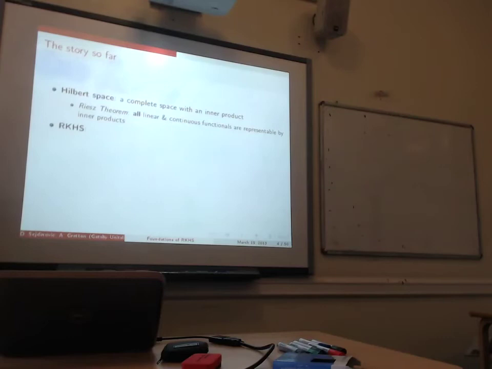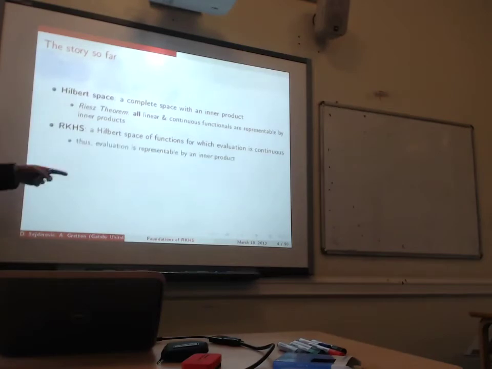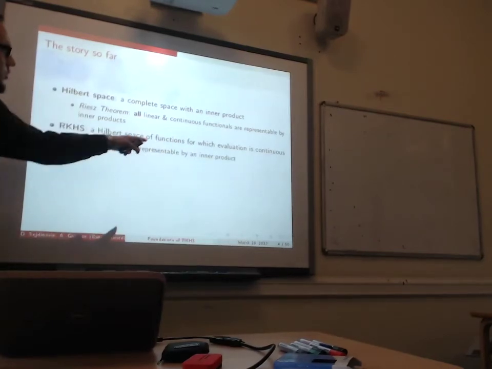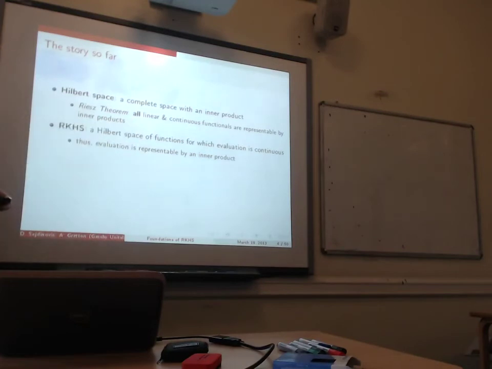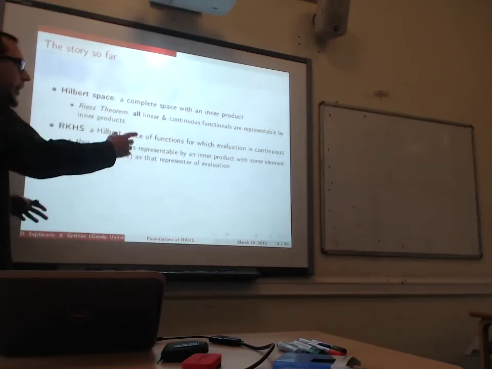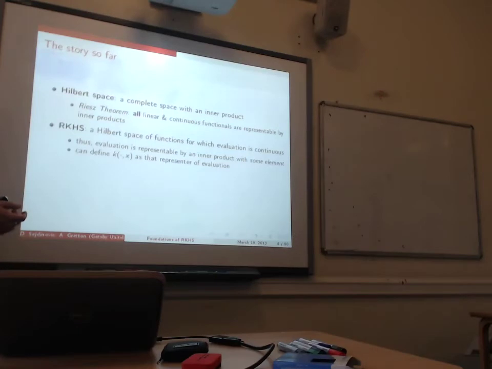And then we've added more structure into our spaces. We've introduced the notion of a reproducing kernel Hilbert space, which is a Hilbert space of functions for which the evaluation functional is continuous. Therefore, by Riesz theorem, that evaluation functional is representable by an inner product with some element. There exists such an element for which I can represent evaluation as an inner product. And then I can introduce the notion of a kernel simply through that element that represents evaluation. And that's what we call the reproducing kernel.